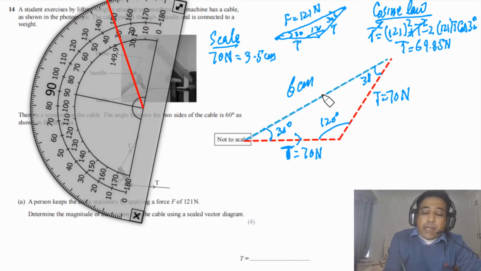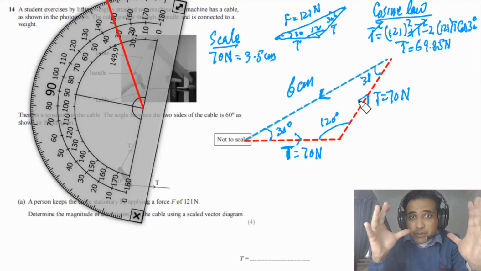So this is the final, and this arrow is very important. So this is in the opposite direction of the resultant of the T's. So this is how you need to sketch. You also need to add an arrow here. We have discussed this one in detail. I hope this one is clear to you.